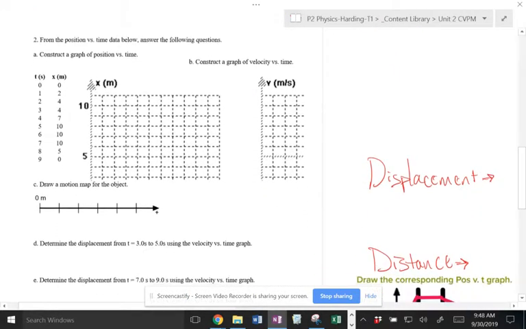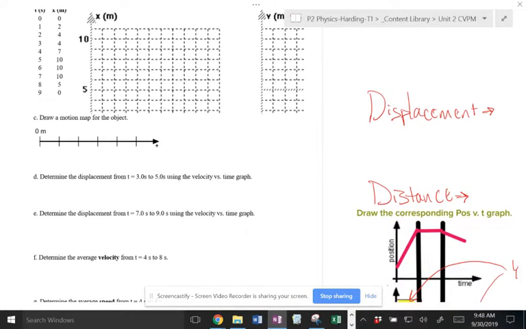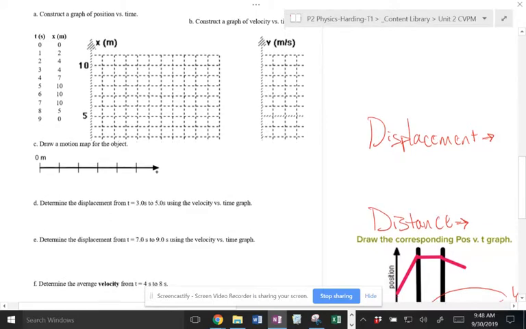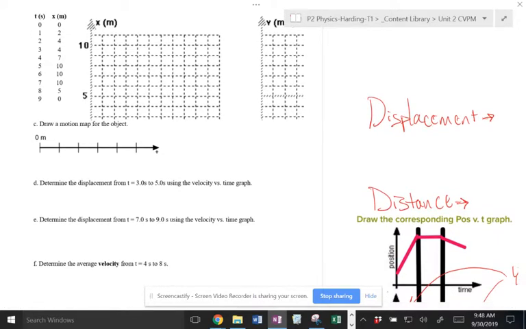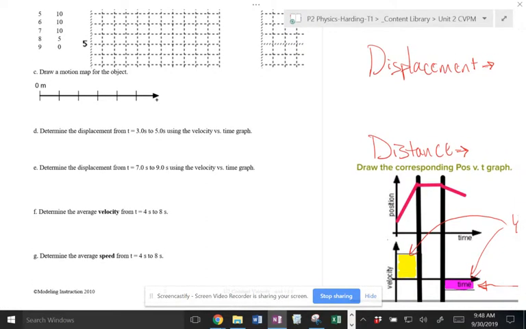So when we slide onto the back here, you're given a position versus time data table, and you need to plot position versus time, plot velocity versus time, and then plot a motion map. And then it wants to know about the displacement from various times, the average velocity from various times, the average speed from various times. So that's where we're at. So go ahead and get after that. If you don't have that plotted yet, if you need the sheet because you were not around, let me know. But that's where we want to go next.